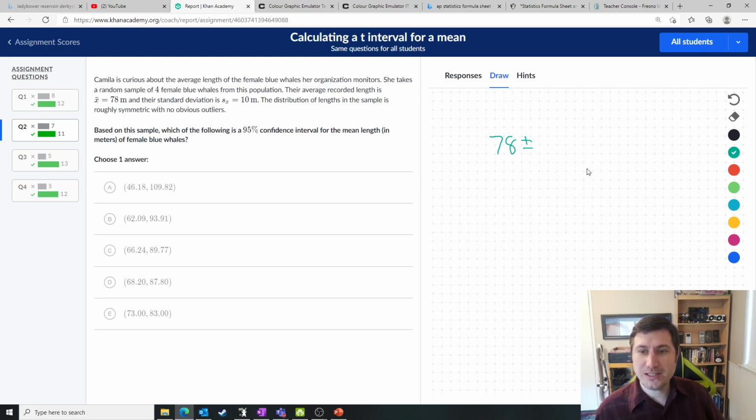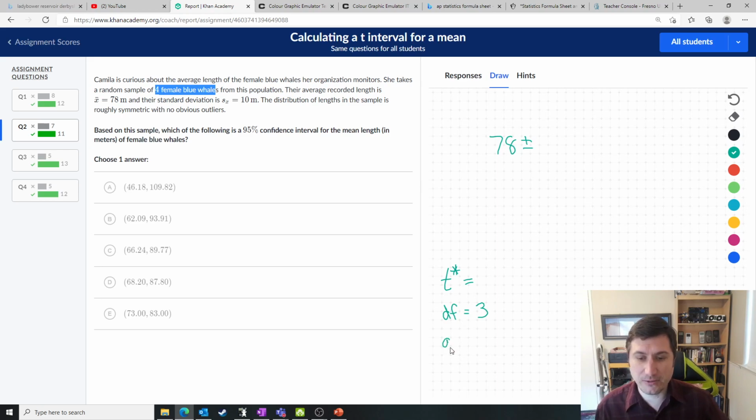We first need the t-star. The t-star for this situation, right? So our degrees of freedom are equal to 1 less than the sample size. So it's just 4 female blue whales. It's a very small sample size, so our degrees of freedom is 3.